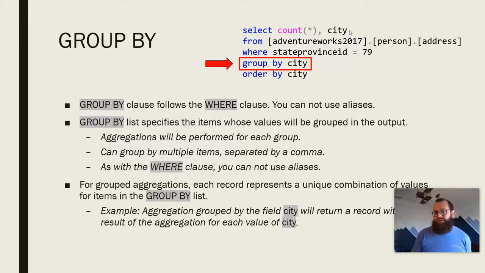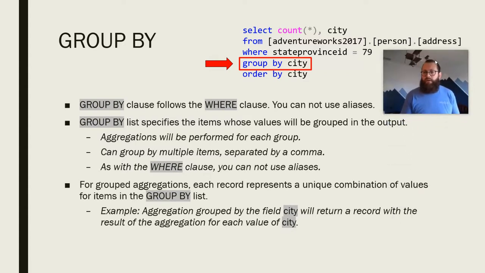And then we're also going to return values for the field city. We're limiting our output to values of state province ID that are equal to 79, and we're grouping by values in the field city. What that means is that for each city, we're going to count the number of records that have that particular value. And then we're going to order the output by those values for city. We're going to end up running this query in a minute, just to see what the output looks like and how this is all working.